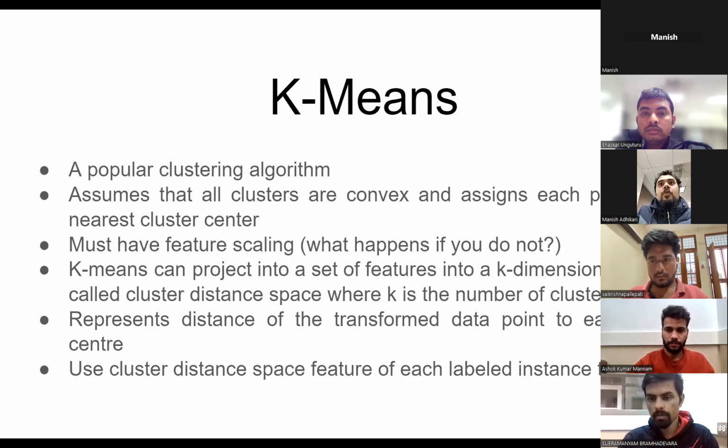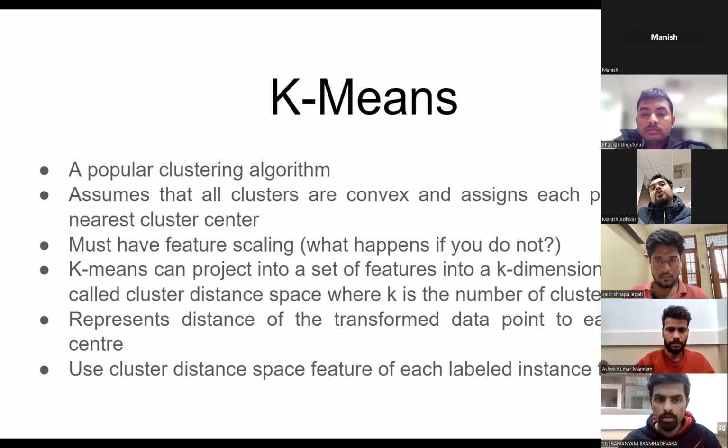Otherwise, you know why it happens: small data values mean the Euclidean distance will be less, and they will be dominated by higher-value features. So even though those may be high, they will be considered part of the same cluster. So it doesn't really work without feature scaling.